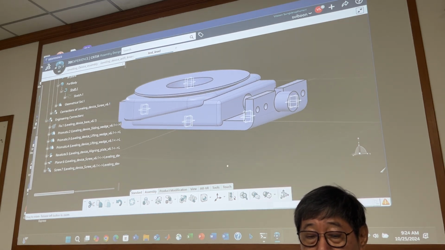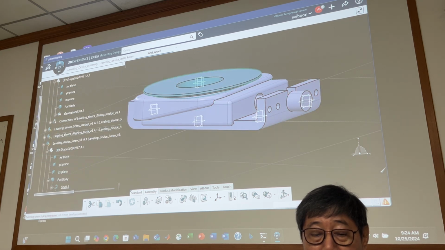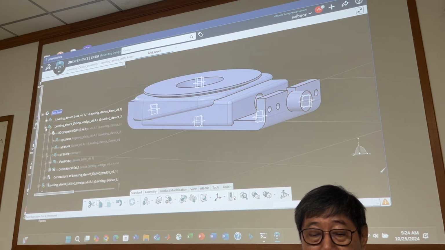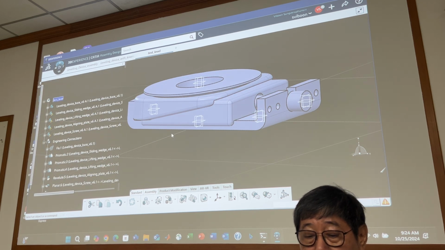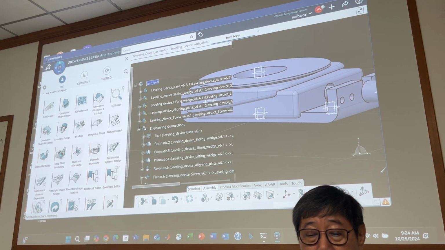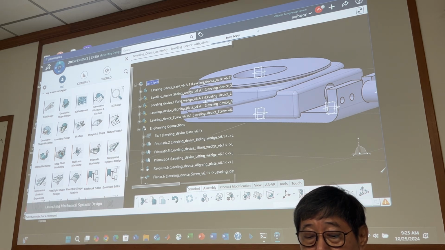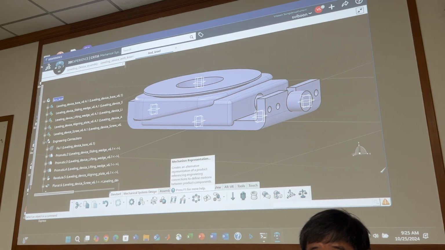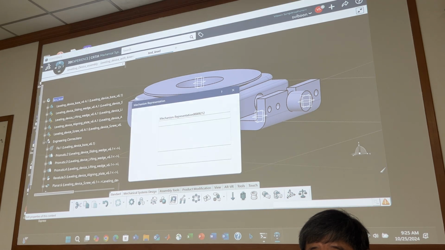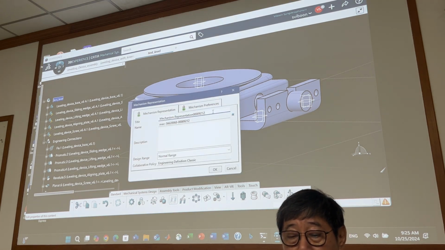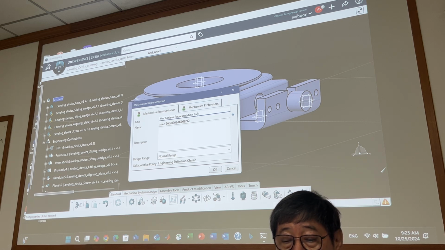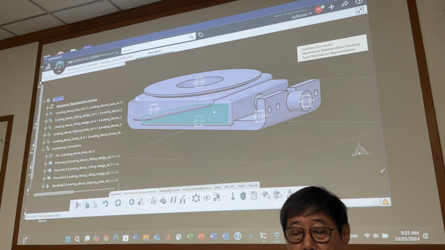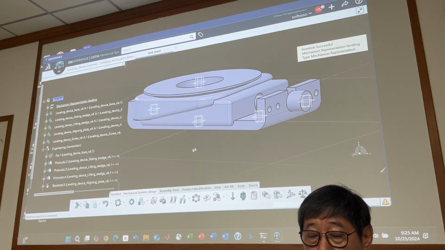Okay, so next I want to create kinematic now, right, this one. Kinematic, I have to go to another module, mechanical system design, right, this one. Okay, now we are in mechanical system design. First of all, you need to assign title, right? Assign title, check mechanism.